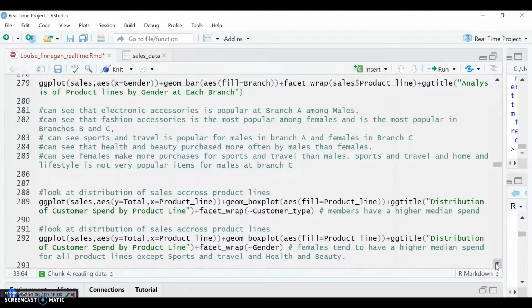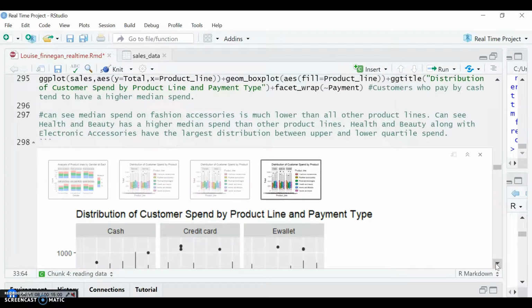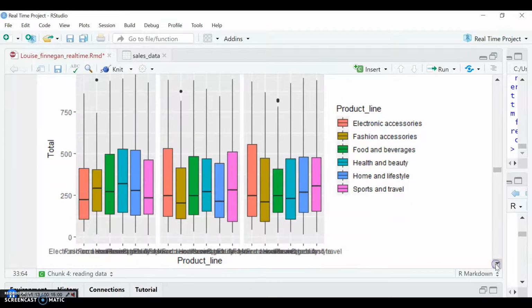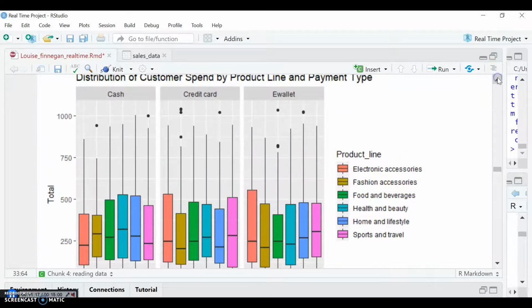I had a bit of a look to see what was most popular by each gender and the distribution of the spend by the product and the payment type. We can see that credit cards are very popular in spending for electronic accessories. That's the biggest distribution of spend. E-wallet also. Cash buyers tend not to spend so much on electronic accessories. We can see from there too.